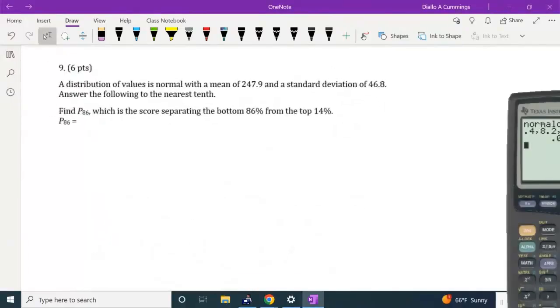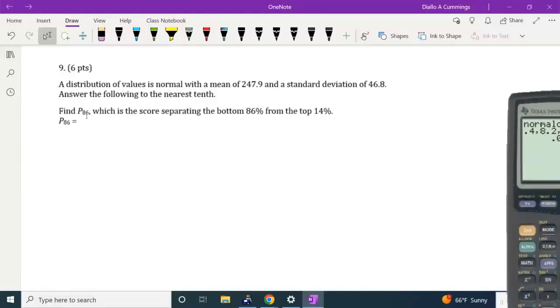All right, problem number 9. It says a distribution of values is normal. So again, this follows that standard normal curve with a mean of 247.9, a standard deviation of 46.8. Answer the following to the nearest tenth. We want to find the 86th percentile, and that's the value that separates the bottom 86% from the top 14%.